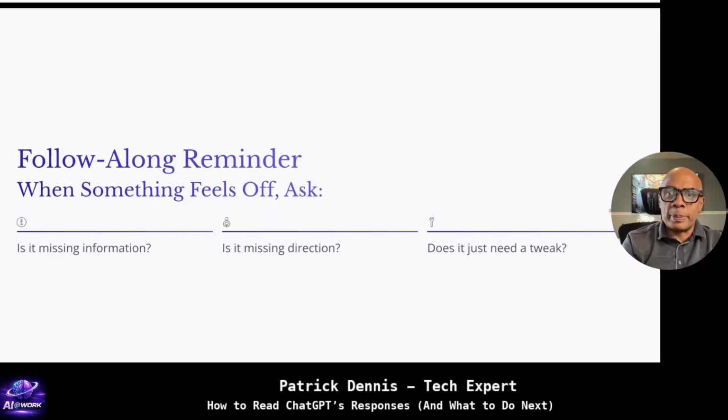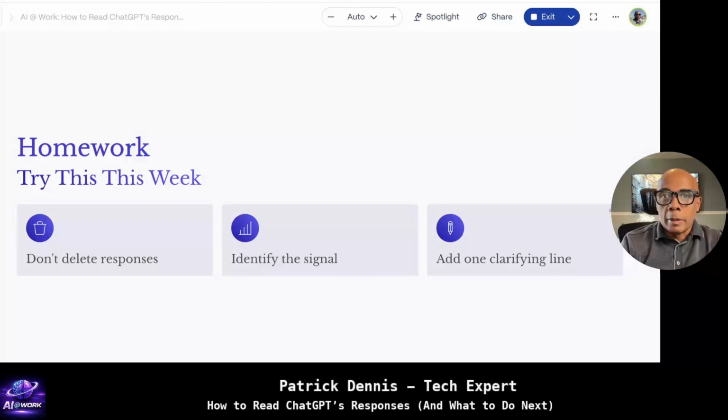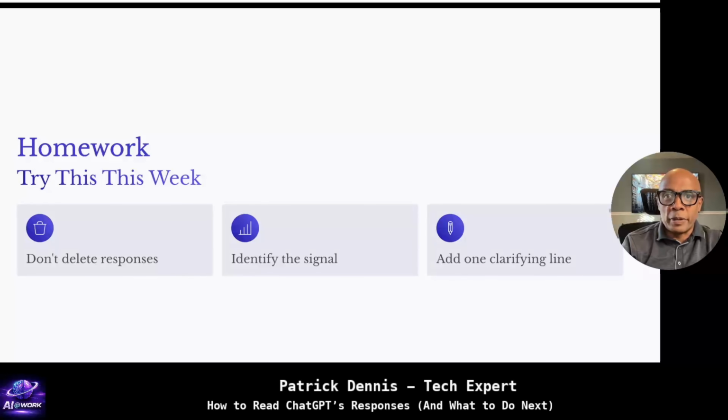The next time ChatGPT gives you something that feels off, pause and ask yourself, is it missing information? Is it missing direction? Or does it just need a tweak? Then respond with one clear sentence, and that's how you stay in control. Here's your homework. This week, when ChatGPT responds in a way that feels off, don't delete the response. Don't start over. Instead, identify the signal and respond with one clarifying line. That's it.